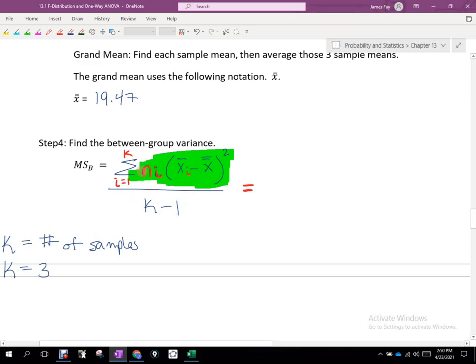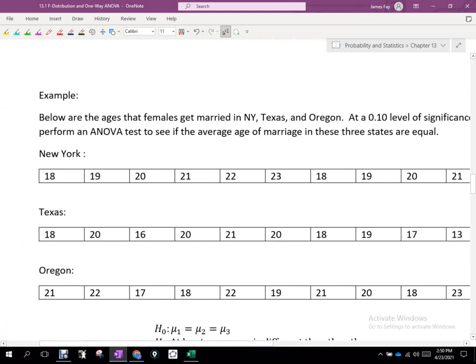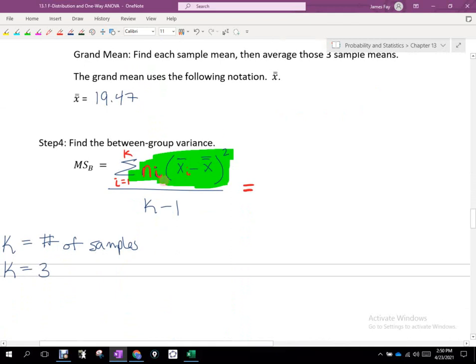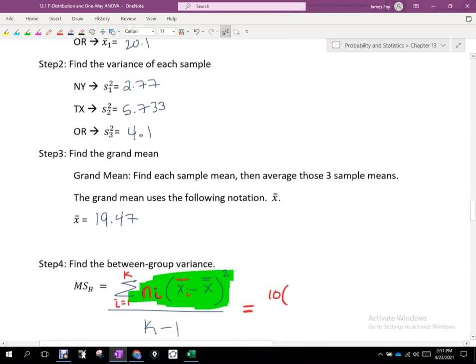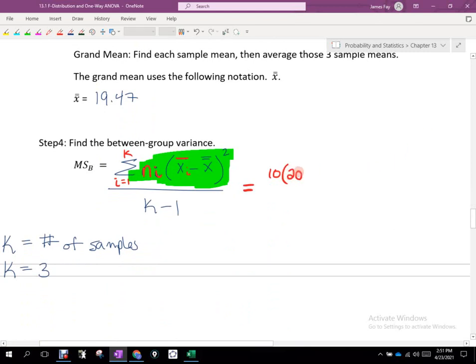So how big was the first sample? n is the sample size, so it's asking how big was the first sample. We've got 10 objects there, so n sub i is 10. Now x bar sub i. If i is 1, we're asking what was x bar sub 1? That would have been the 20.1, which I identified as the New York row there. So 20.1. Then we subtract from that x double bar, which is the grand mean, 19.47. We'll square that.